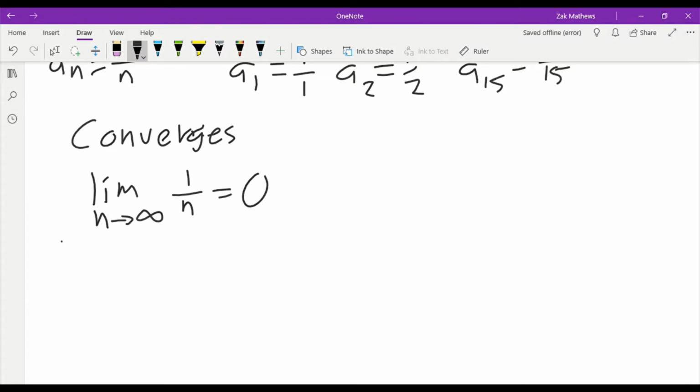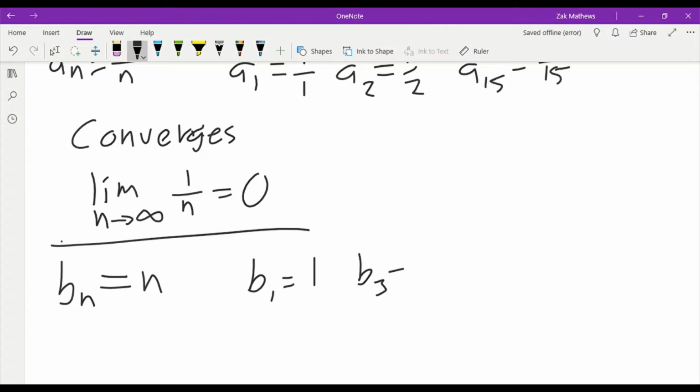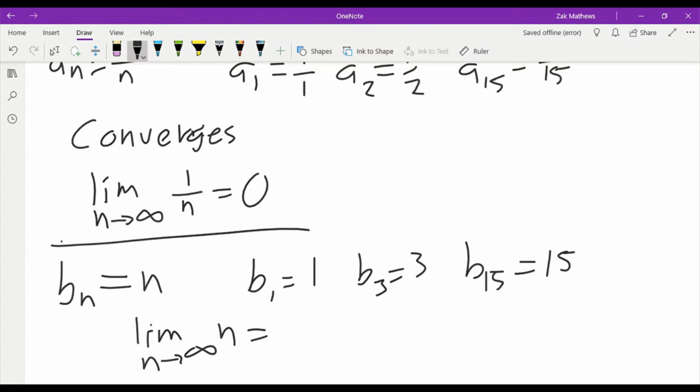If I were to look at a different sequence, let's say we have sequence b_n, and let's say that this sequence is just n, meaning the first term in the sequence would be 1, the third term in the sequence would be equal to 3, the 15th term in the sequence would be 15. What we see this time is the numbers continue to grow and grow and grow. So if we were to take the limit as n goes to infinity of n, well, this sequence is going to infinity, meaning it diverges.